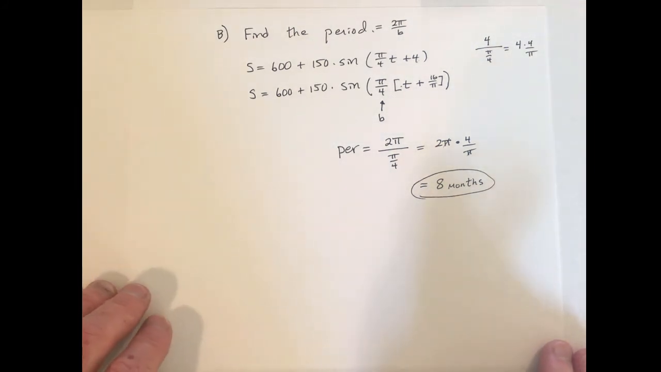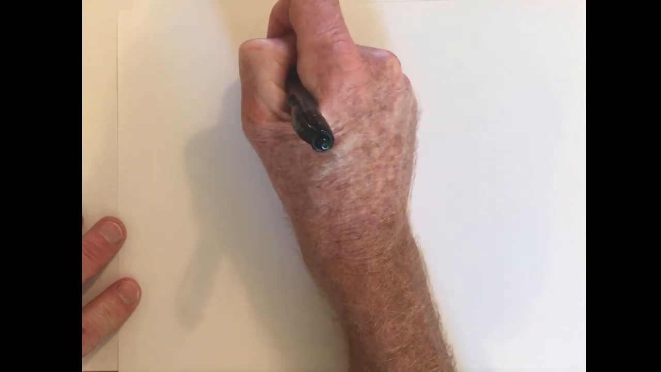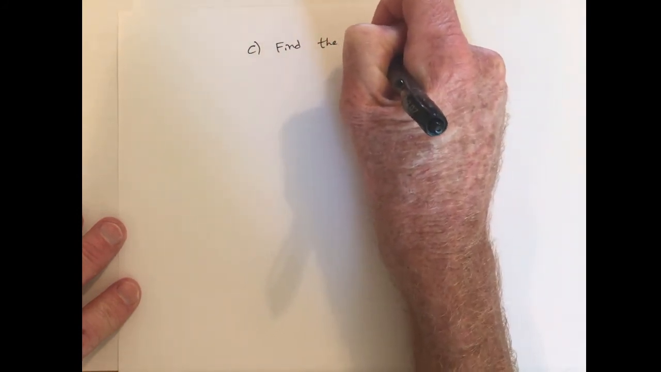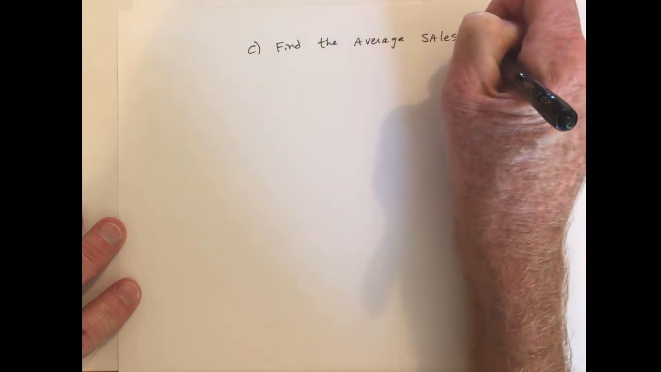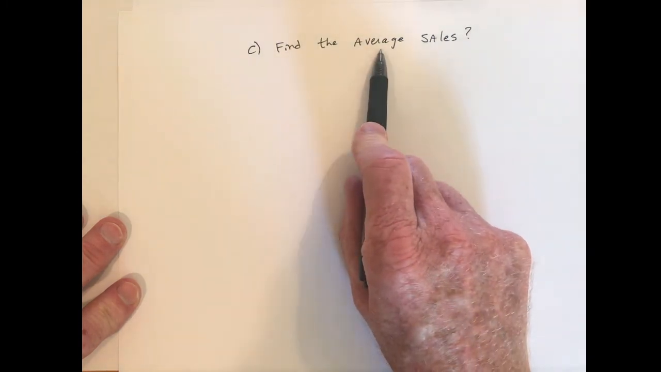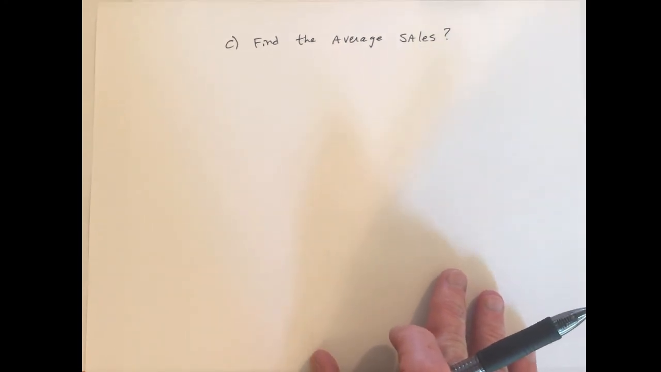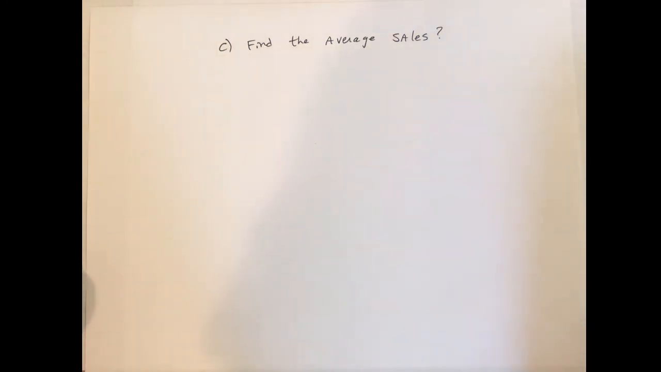And then on to the last question, part C. What are the average sales? So average, well, for one thing, if you have a list of numbers, you could add them up and divide by however many numbers you have, and that's the average. Average also means middle. So what's in the middle?